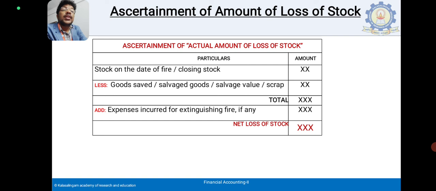So in the next step, you need to calculate the amount of lost stock. So this is a pro forma. The first is stock on the date of fire. Next, you have to deduct the salvage goods. Then you have to add expenses, if any, that are incurred for extinguishing the fire or for the accident. Then after, you will get net loss of stock. So this is a pro forma you need to remember.